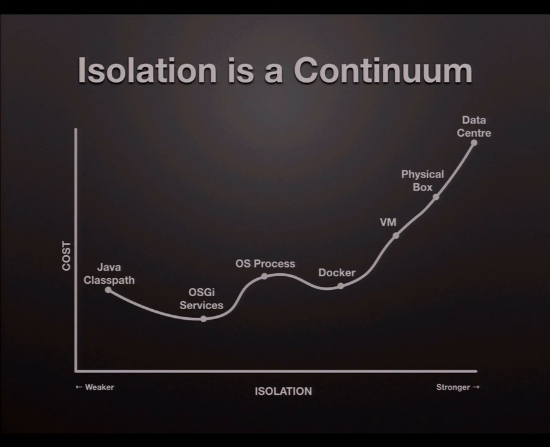Obviously, isolation, stronger isolation as we go over to the right, and the cost of implementing this going vertically. So I've actually put Docker as a little bit lower than plain OS processes in terms of the cost and complexity of implementing it. You get stronger isolation with less effort.